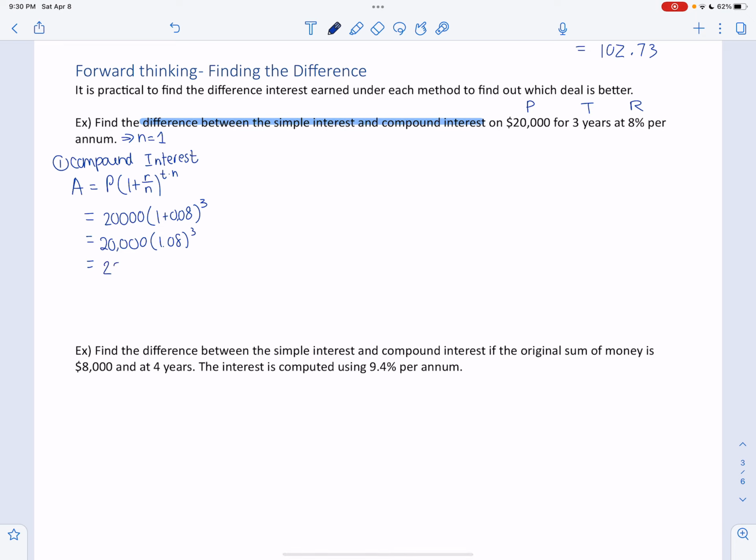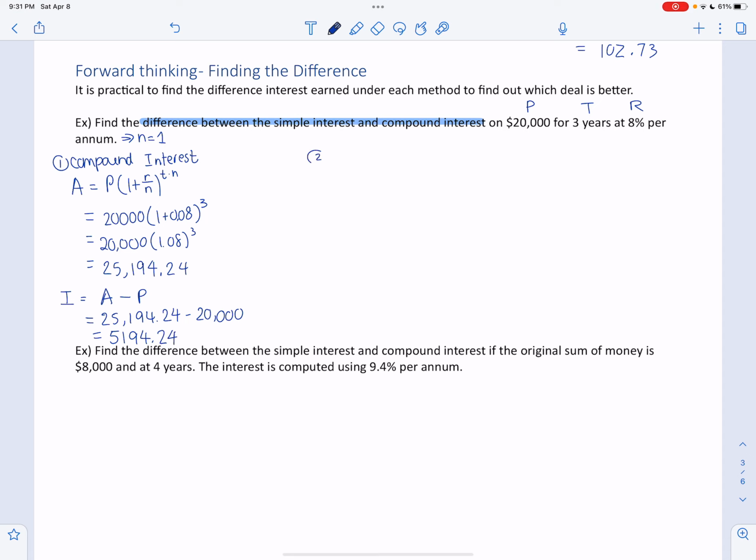That is 25,194.24. So interest is always accumulated amount minus the principal for compound interest. So 25,194.24 minus the 20,000. That's a lot of money. Basically like $5,000. So 5,194.24. Okay, so that's compound interest.